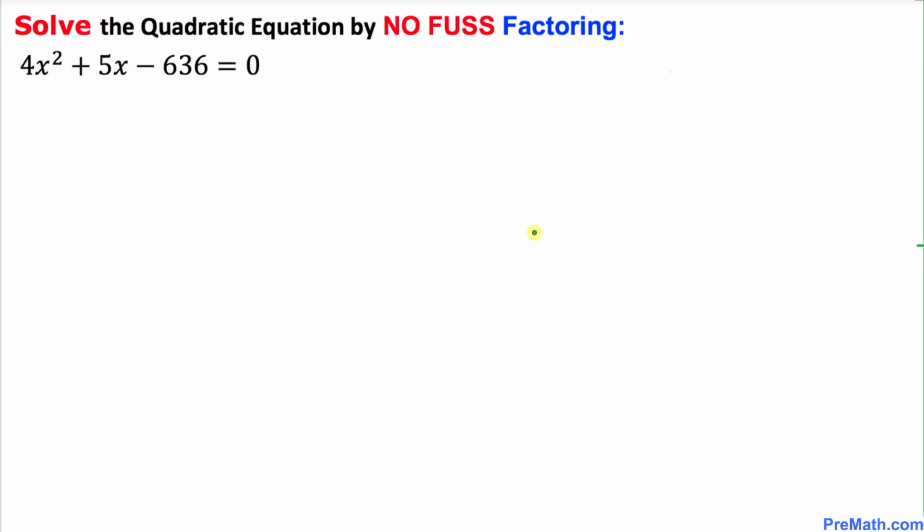Welcome to Premath. In this video tutorial, I am going to show you a really easy way to solve the given quadratic equation by this method. It is called no fuss factoring when we are dealing with these big numbers like 636. So before we solve this quadratic equation, let's go ahead and find the factors of this left hand side.